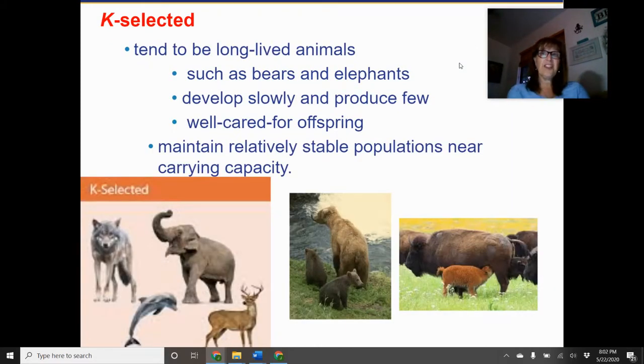Now, K-selected. You guys are all K-selected, and you're also type 1 survivorship curve. You tend to be long-lived, such as bears and elephants. You develop slowly. Usually there's only a couple of offspring produced during reproduction. Offspring are well cared for some period of time. And these populations are relatively stable, and they're usually maintained right at carrying capacity.